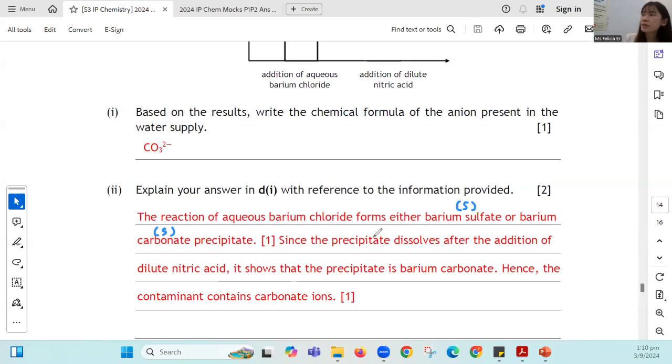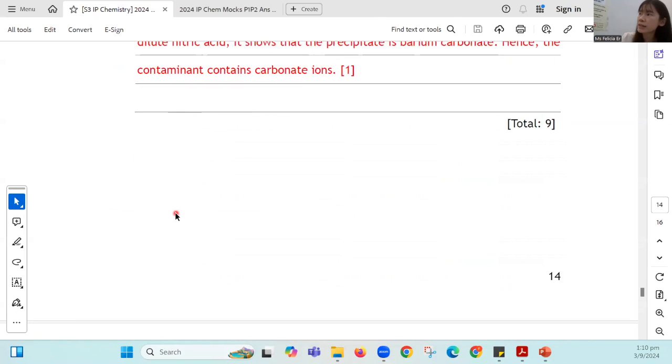But then you realize that the precipitate dissolves when you add acid. And we know that acid will react with carbonate, right? Remember the CASH equation: carbonate plus acid forms salt, water and carbon dioxide. So since it dissolves, that means it contains carbonate. Done. Okay, so I shall move on. You all can slowly copy the correction at home, then I'll give the answer key later.